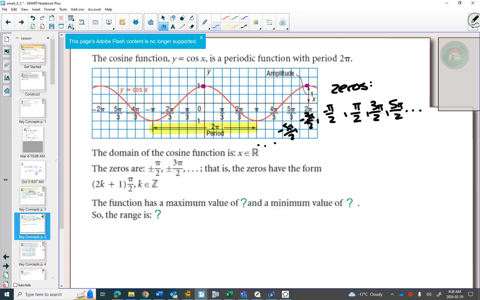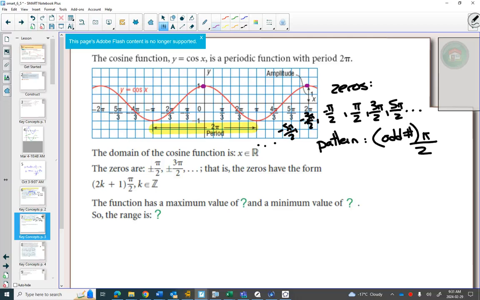Okay? So the pattern that you notice, it is an odd number times pi over 2. Agreed? Unfortunately, that's half English, half math. It's not a fully math way of writing something. So how do we write an odd number mathematically?